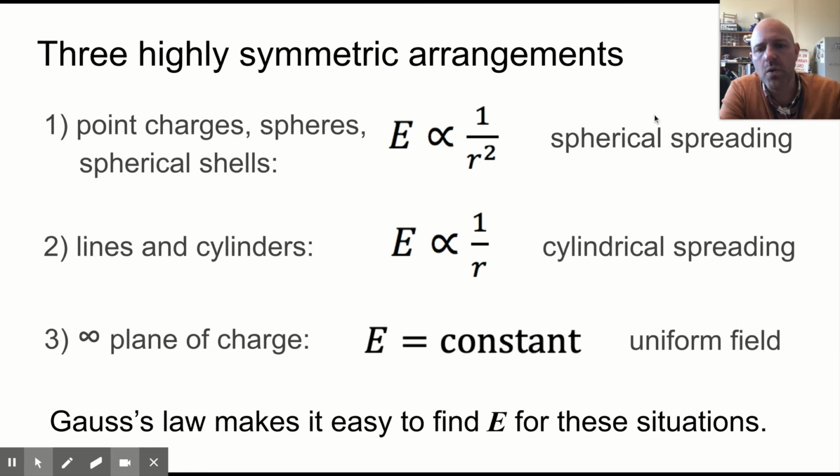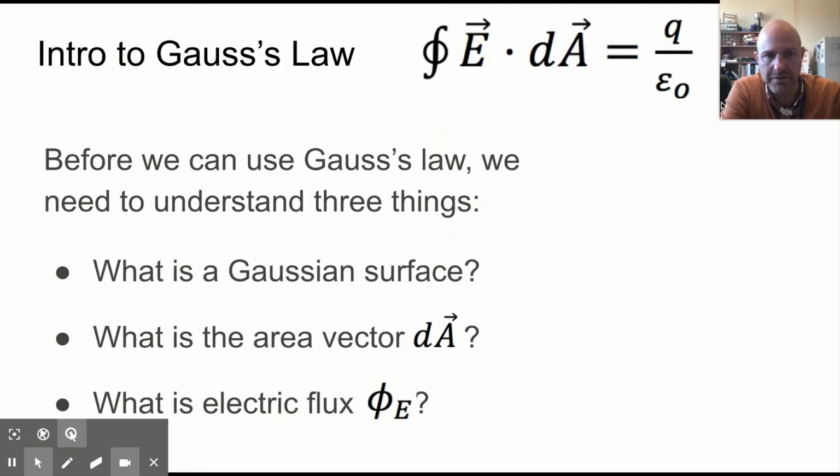So Gauss's law makes it easy to find the electric field for things that are highly symmetric. So a point charge, a sphere, or spherical shell. Now, those you might say, I already know how to do those with Coulomb's law. That's true, but this sort of makes the argument for why they behave nicely as point charges. For lines and cylinders, a little bit different, and then an infinite plane of charge. So we're going to look at all those.